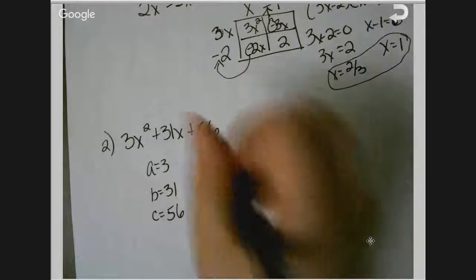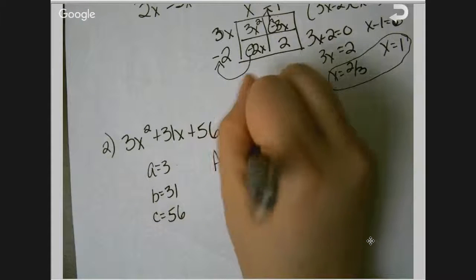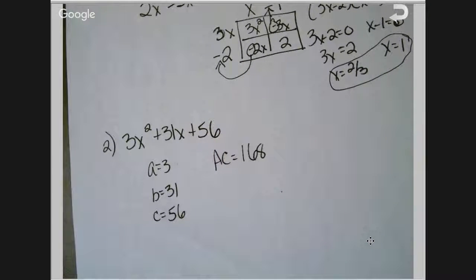Okay, you still go A times C. The process doesn't change just because the numbers went up. It's 168. 56 times 3 is 168. So you have to find two numbers that multiply to get 168 and add to 31. It's not numbers that you're going to know off the top of your head.